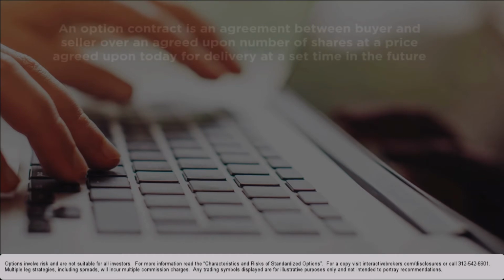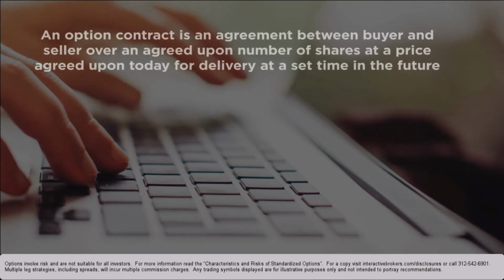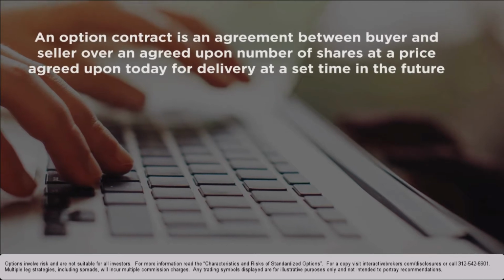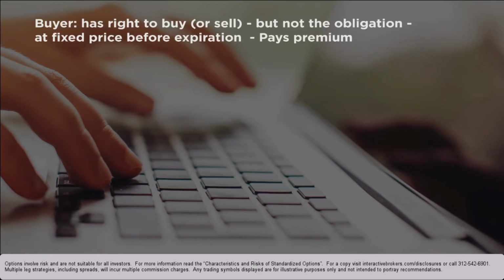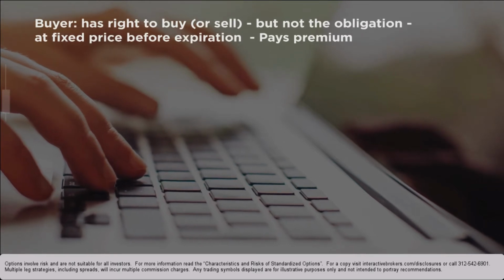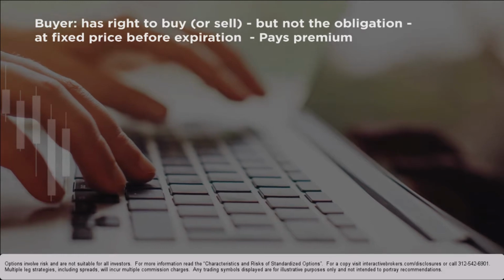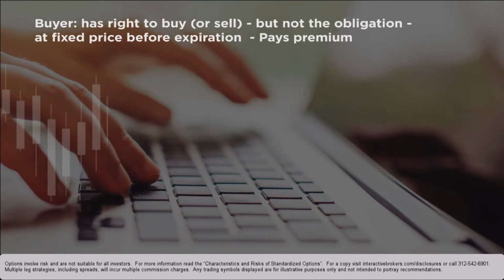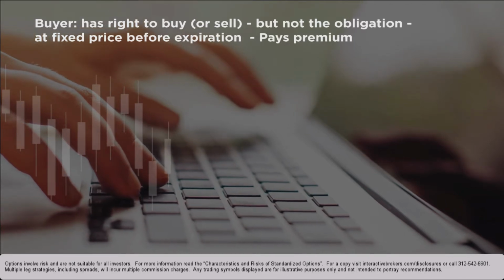An option contract is an agreement between buyer and seller over an agreed upon number of shares at a price agreed upon today for delivery at a set time in the future. The buyer has the right but not the obligation to take delivery of or to deliver that set number of shares at or before the contract expires at a fixed price and regardless of where the share price is trading at the time the option is exercised.